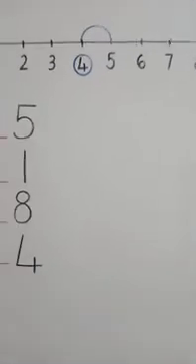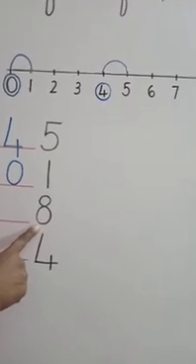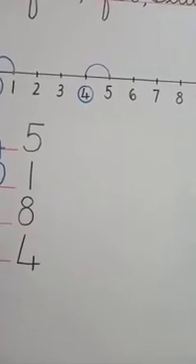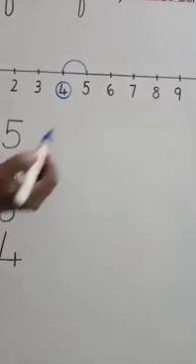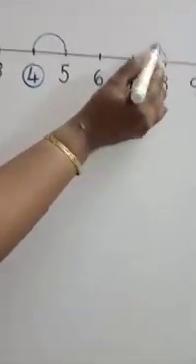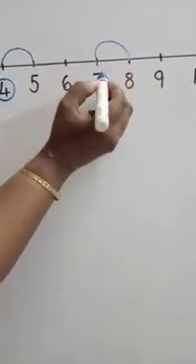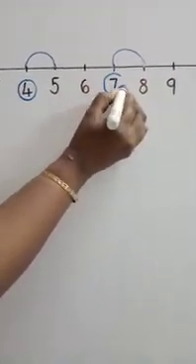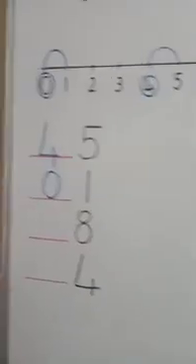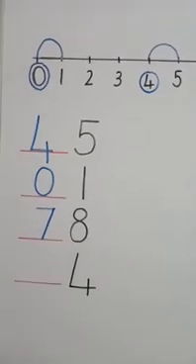Now, which is the next one here, children? The next number is 8. Again, let's look out for 8 on our number line. Here is number 8. So what comes before 8? 7. So I got my number before 8 is 7. So I'll write number 7 here.